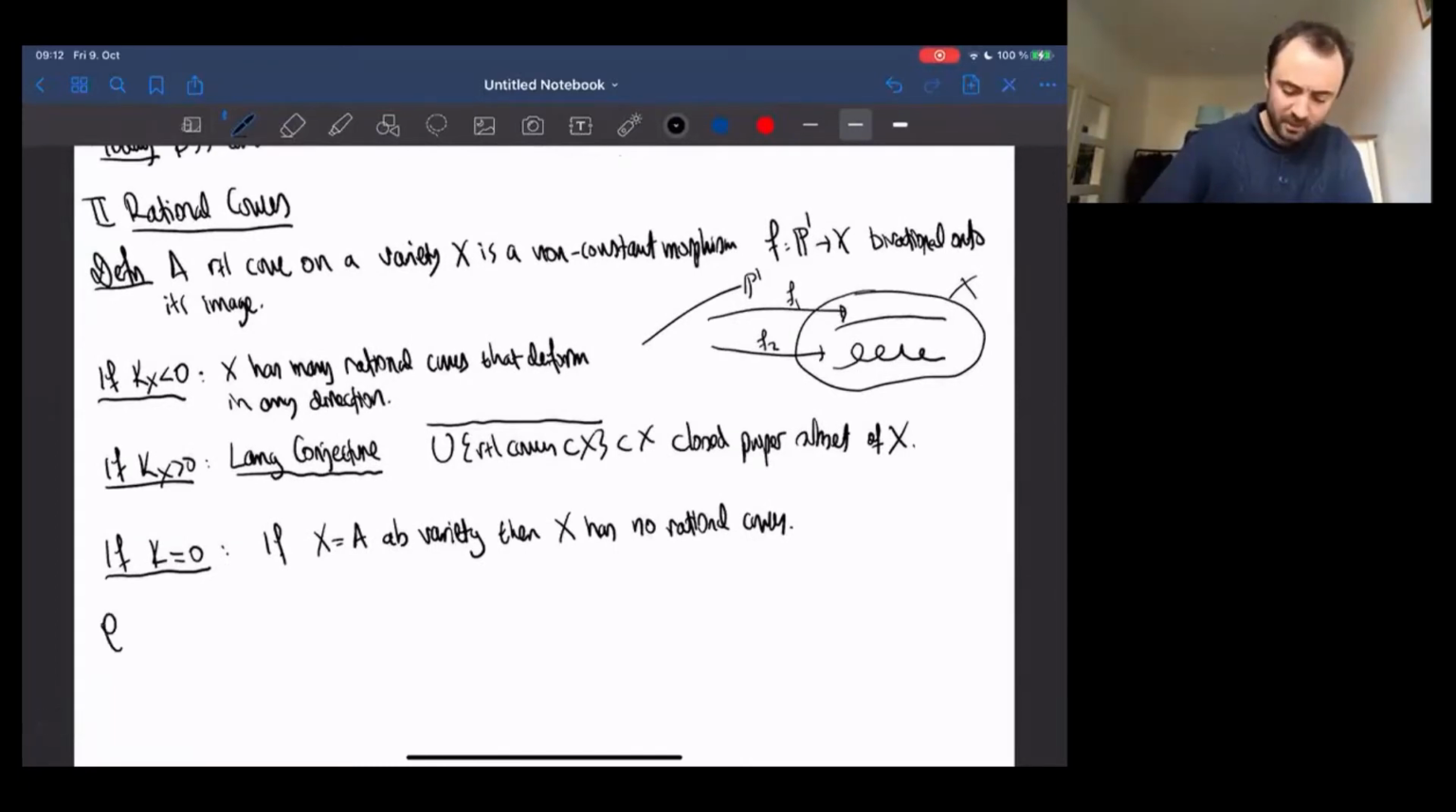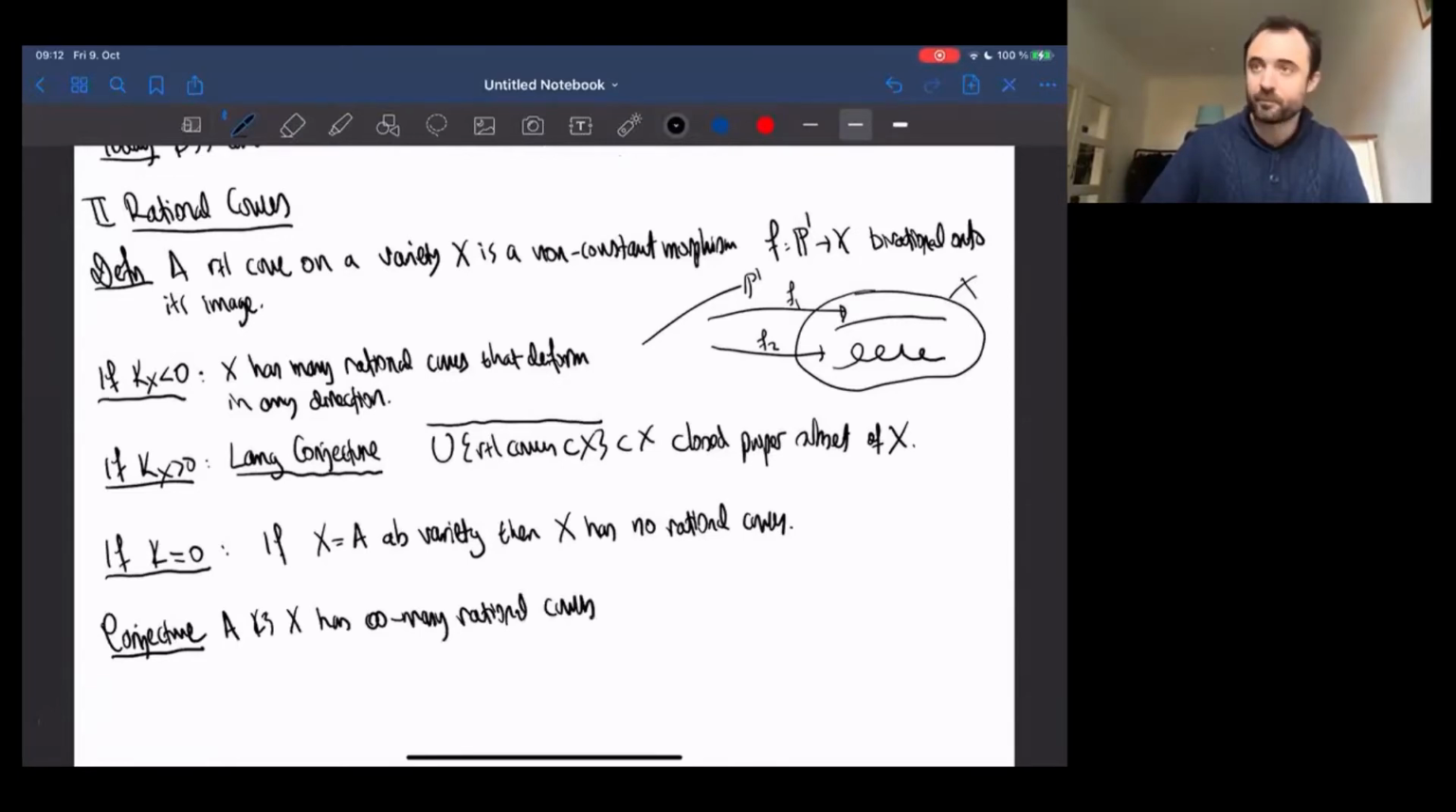And there's been a conjecture that's been lurking around for a few decades now. It says that a K3 surface X has infinitely many rational curves. Okay. So in particular, the union is dense.